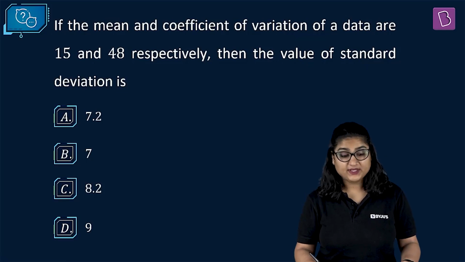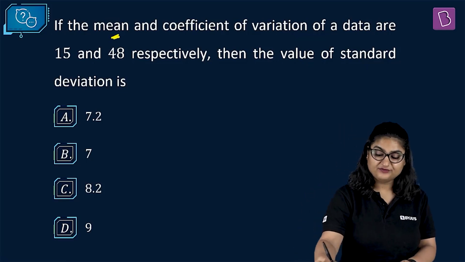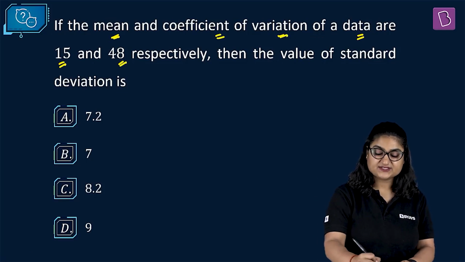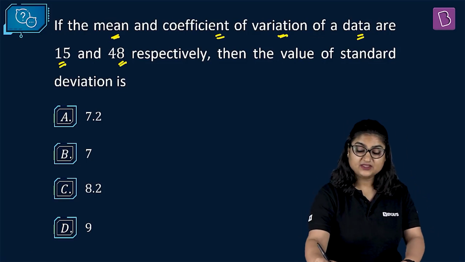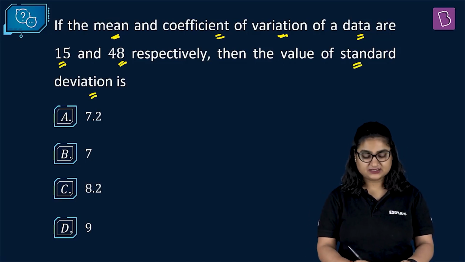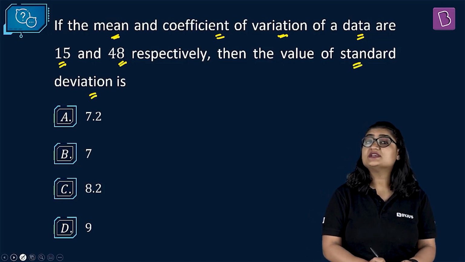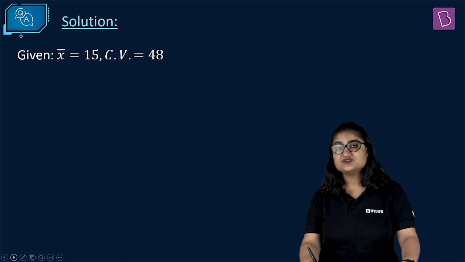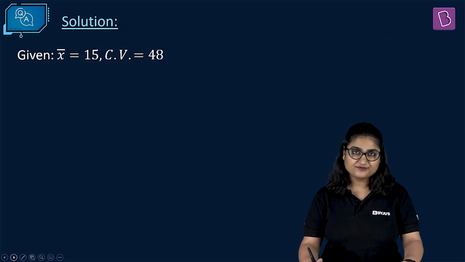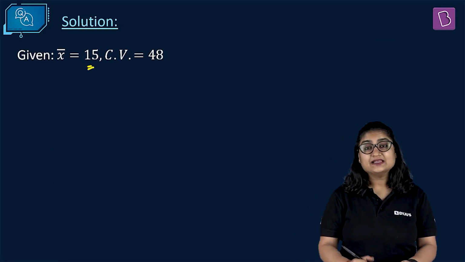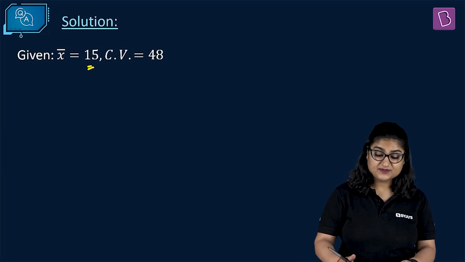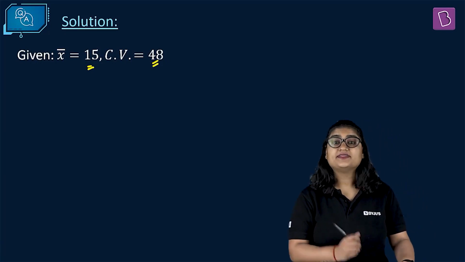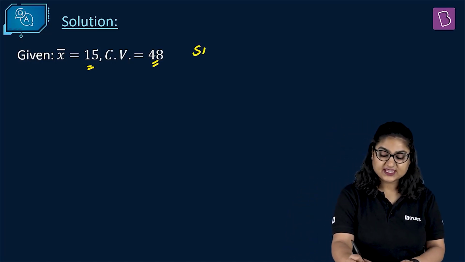So in this question, we have been given that the mean of a data is 15 and the coefficient of variation of the same data is 48. Then we have to calculate the value of standard deviation for the given data. All right. So let me repeat again what has been given to us in this question and what is the agenda of this question. We have been given that the mean of a data is 15 and the coefficient of variation for the same data is 48. Then we have to calculate what is the standard deviation for the same data.